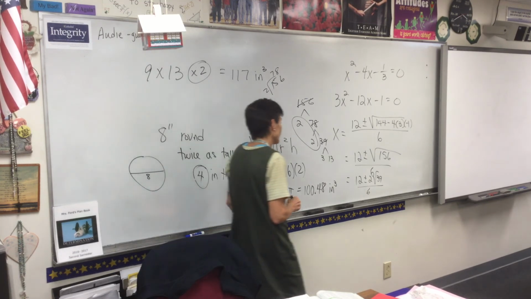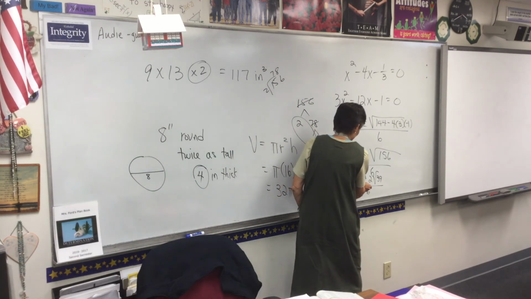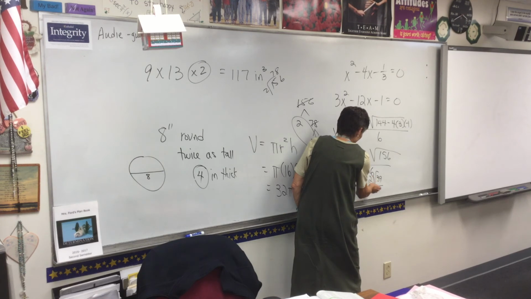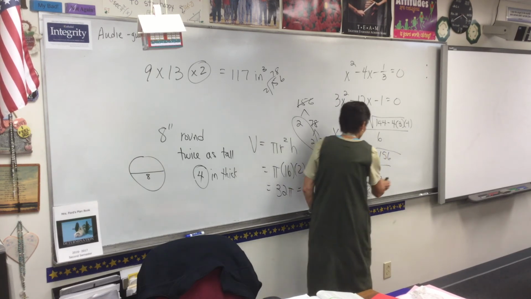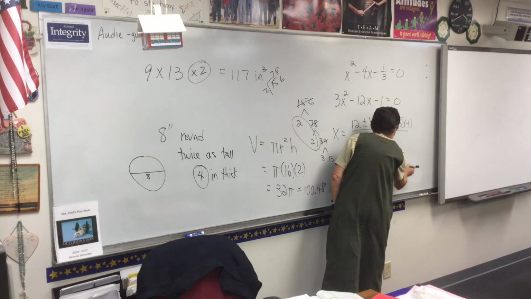Now I can cancel, right? I'm hearing that from lots of people. Now I can cancel. I have a 12, a 2, and a 6. So I'll pull a 2 out, and I have 6 plus or minus the square root of 39.